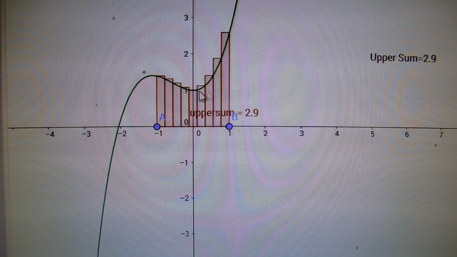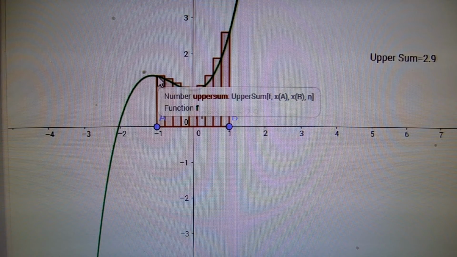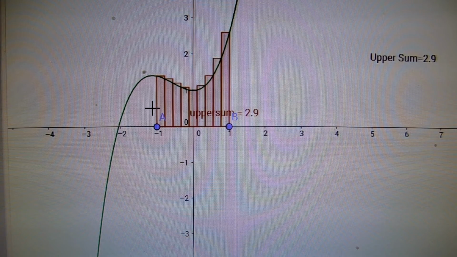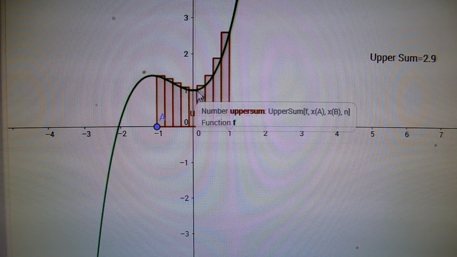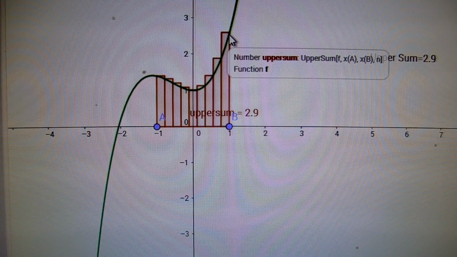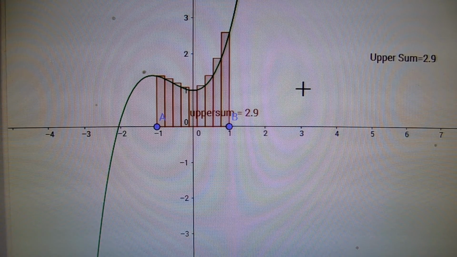This is the area of our upper sum. Remember, for the upper sums, the rectangles stop at the highest point that they touch. Notice on the left-hand side of the y-axis are the upper left-hand corners of the rectangles, and on the right-hand side of the y-axis are the upper right-hand corners of our little rectangles. All of that added together gives us this number right here.